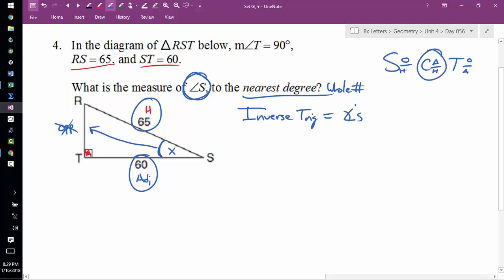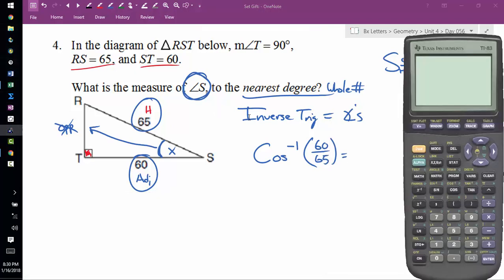Adjacent and hypotenuse is a cosine type thing, so this is the inverse cosine, since we're looking for an angle, of the adjacent divided by the hypotenuse. And all we've got to do is type that in our handy dandy calculator. Inverse cosine, right, second and the trig function. 60, our adjacent, divided by 65, our hypotenuse.